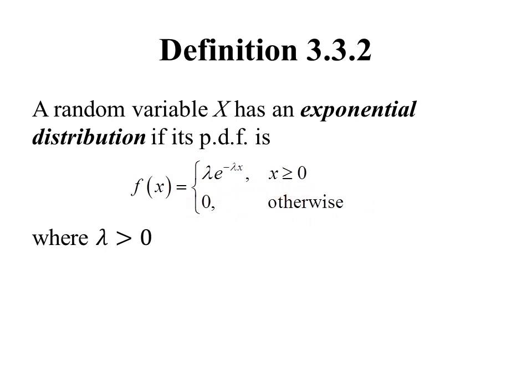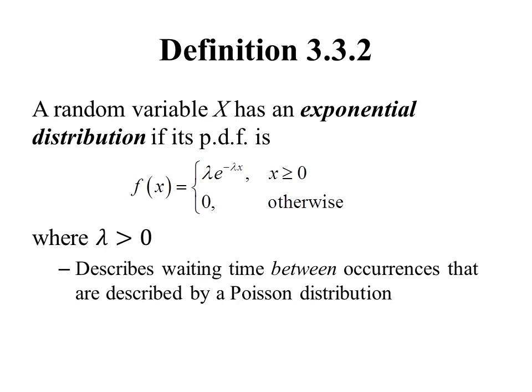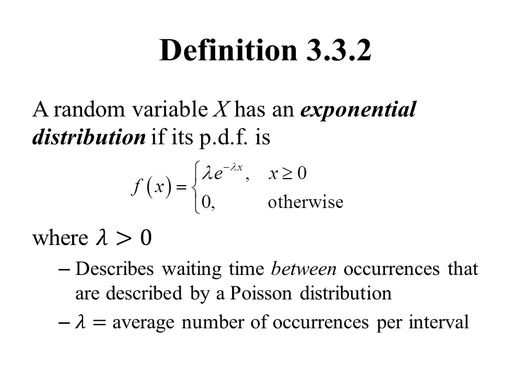Now, one use of an exponential distribution is that it describes the waiting time between occurrences that are described by a Poisson distribution. Justification for this is given in the textbook, but I won't discuss it here. The parameter lambda in both the Poisson distribution and the exponential distribution has the same meaning. It's the average number of occurrences per interval.